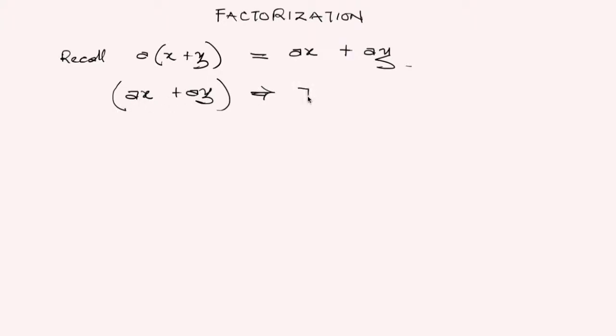So we write our a outside the bracket, and then we divide each term by the common term a. ax divided by a leaves us with x, and ay divided by a leaves us with y. And that's how we do factorization. That's the basic gist of factorization. Now, this is what we would express for other forms of factorization as well.